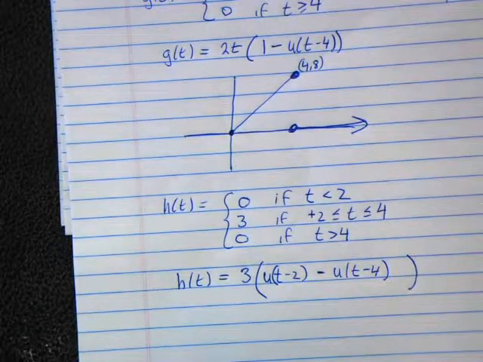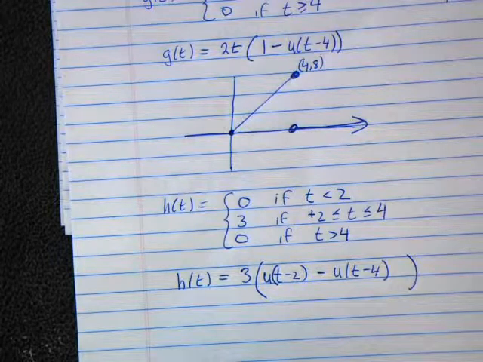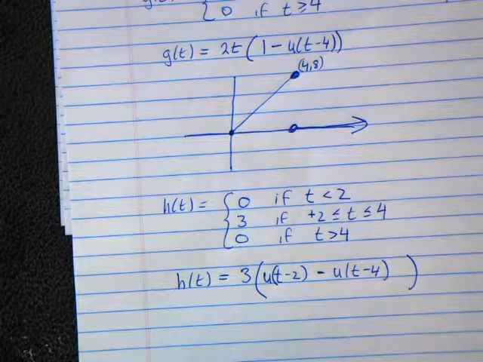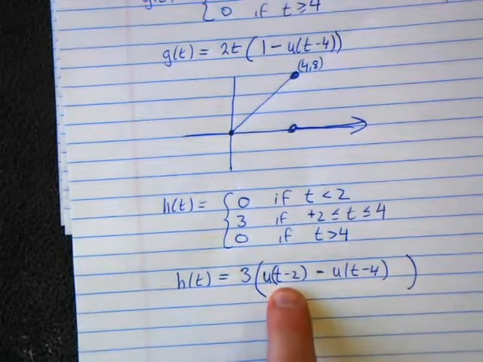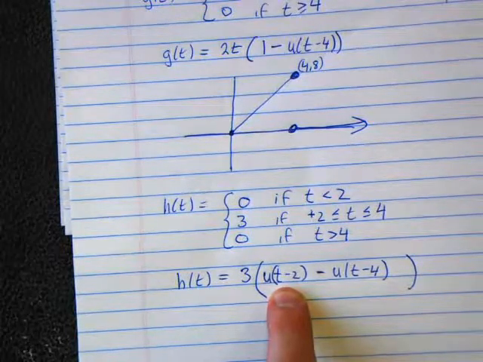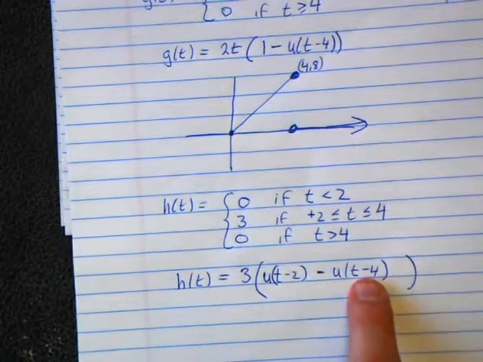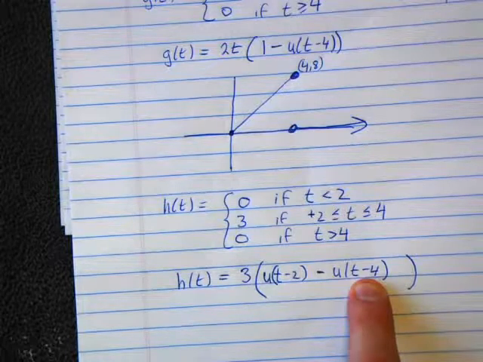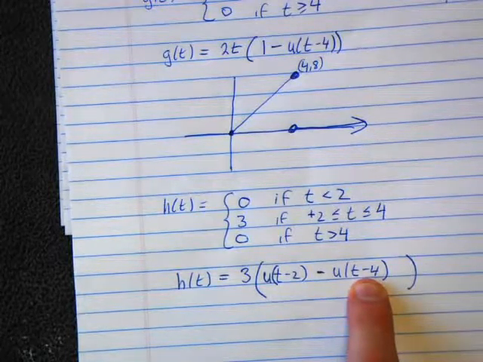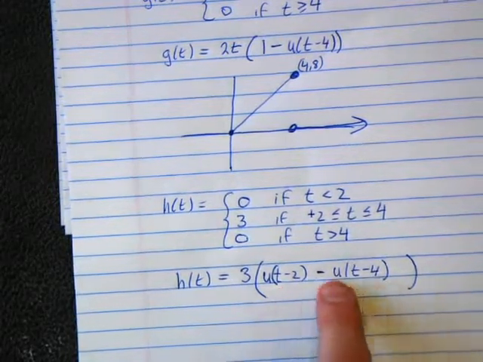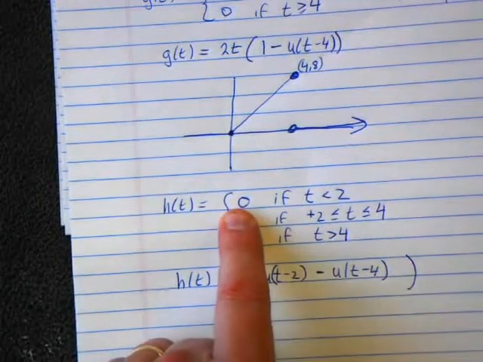It's kind of like adding a third component, but not exactly. So let's think about this for a second. If t is 1, if I plug in 1, what's this first u going to be? It'll be 0, won't it? And if I plug 1 in here, this one will be 0 because it's less than 4. So 0 minus 0 is 0. We'd have 0. That would work.